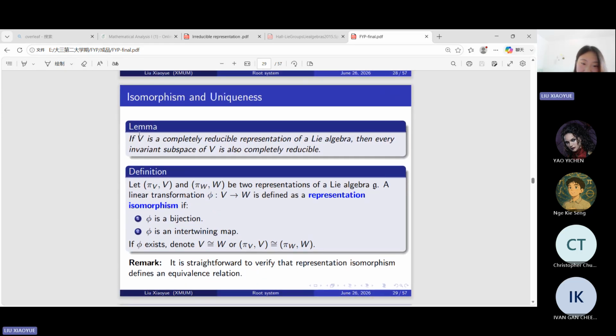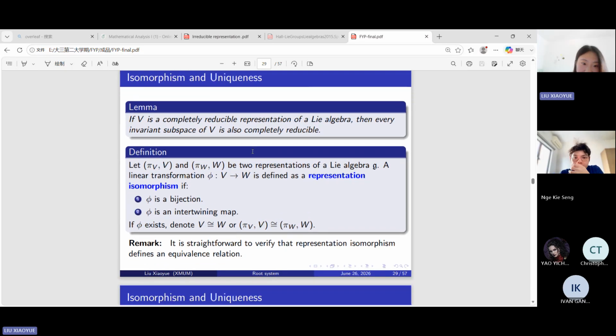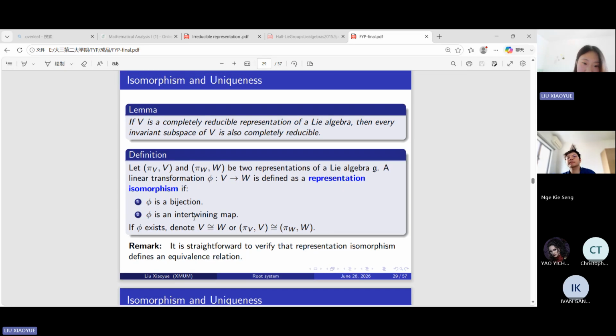The next lemma says that if V is a completely reducible representation of a Lie algebra, then every invariant subspace of V is also completely reducible. The definition of representation isomorphism says: pi_V and pi_W are two representations of a Lie algebra. Then a linear transformation phi is a representation isomorphism if phi is a bijection and it is also an intertwining map.